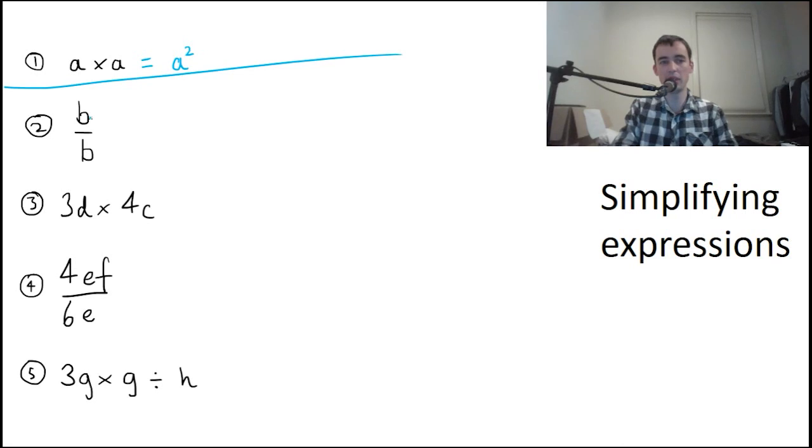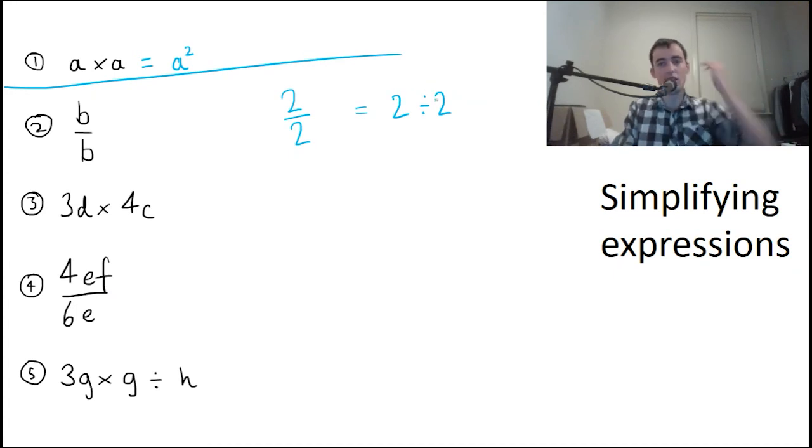Easy. B over B. Now, there's a similar idea to if I have 2 over 2. Now remember that 2 over 2 is the same as 2 divided by 2. And what does dividing actually mean? It means how many times can I fit 2 into 2? And hopefully you can see that I can only fit 2 once into 2. So the answer to that is 1.